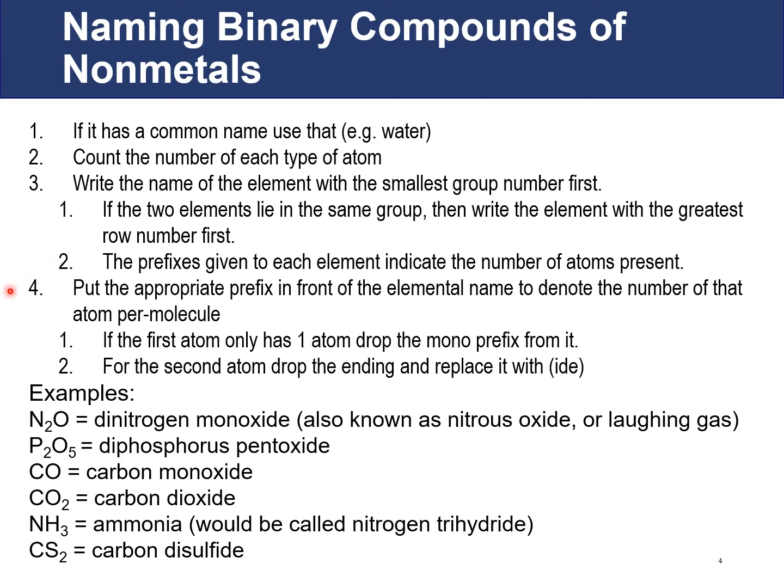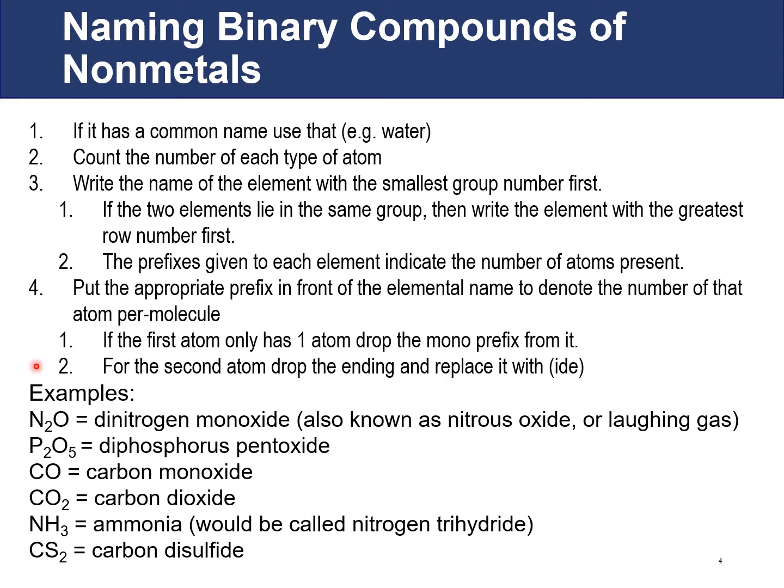We will put the appropriate prefix in front of the elemental name to denote the number of that atom per molecule. If the first atom has only 1 atom, we will drop the mono prefix. So for example, we wouldn't have monocarbon dioxide. We drop the mono if there's only 1.